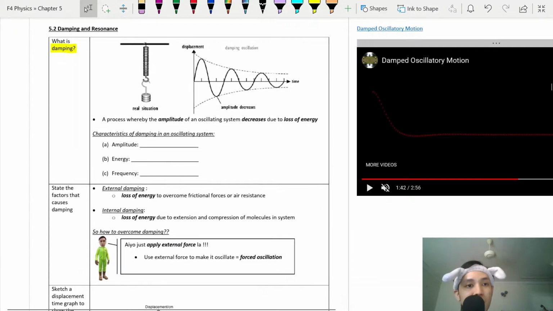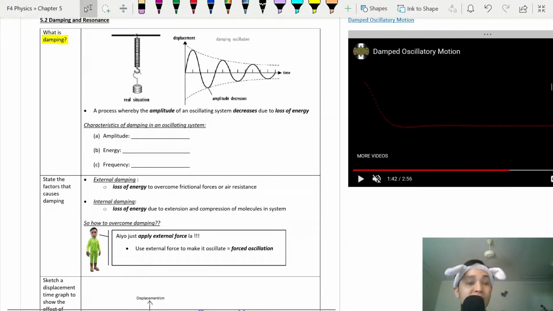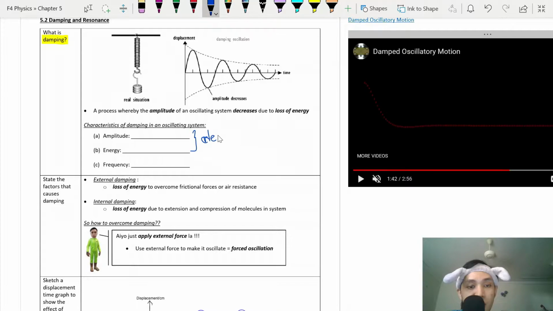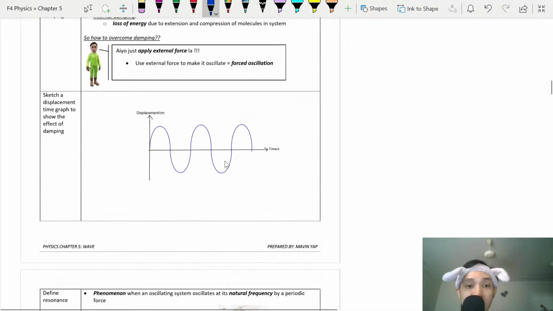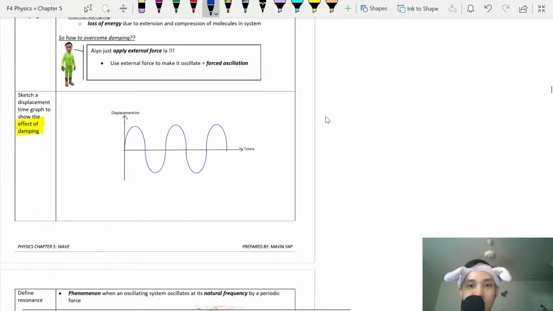When we say damping, it means that you are reducing the amplitude of the wave, because energy is lost. So for a damped system, your amplitude and your energy are decreasing. Energy decreases, amplitude also decreases, but your frequency remains the same. What do we mean by frequency remains the same? I'm going to show you what we mean by that, because they will ask you to sketch the effect of damping. They will ask you to show the effect of damping.